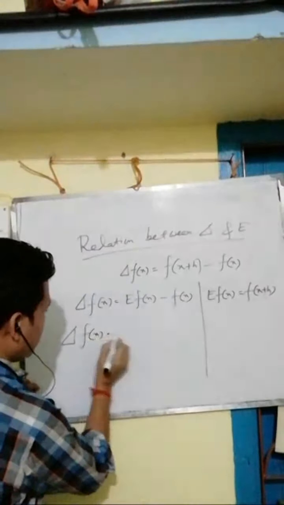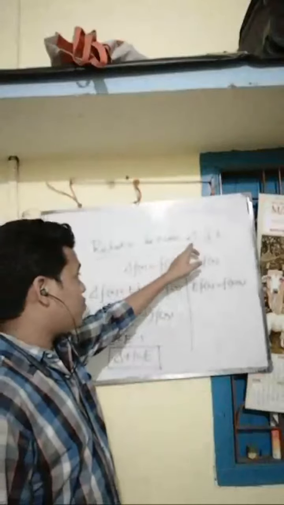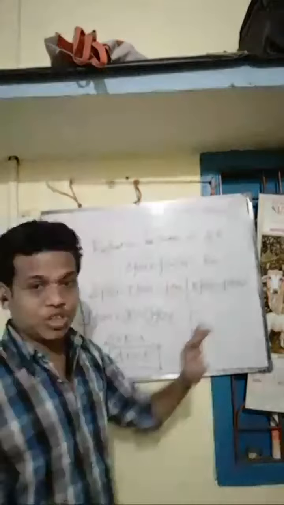So we can write, if I take f of x common from this, then (E minus 1) f of x. Now both sides f of x cancel out, then Δ equals E minus 1. Clear? So Δ plus 1 equals E. So the relation between Δ, that means the difference operator, and E, that means the shifting operator.